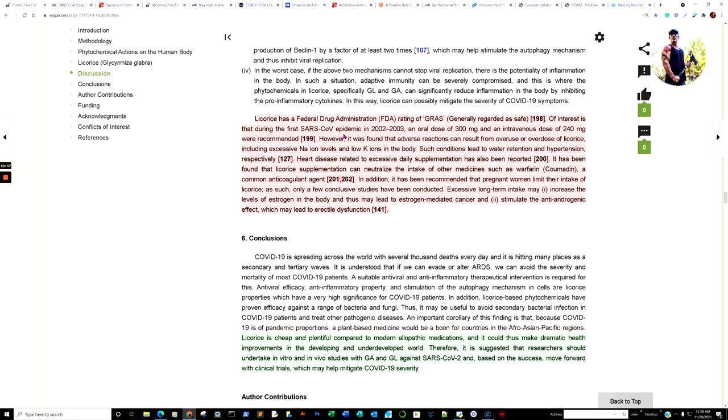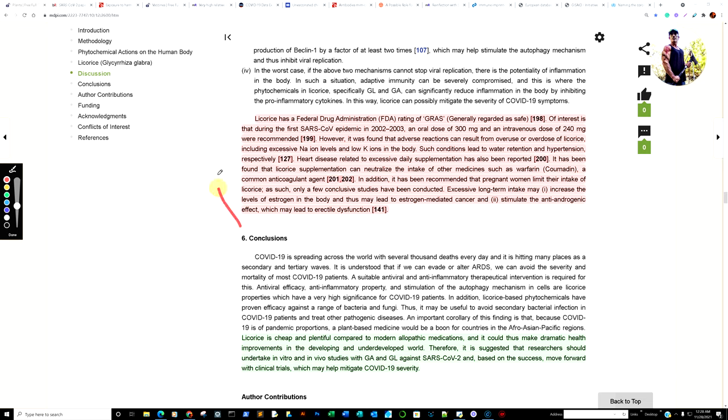I'm not going to go into too much detail, but they look at the oral dose, what they did with SARS-CoV-1, if you look back here from a while ago, and looked at how much they used. And an intravenous dose, which I was quite surprised. It was found that adverse reactions can result from overuse or overdose of licorice, which we're familiar with. Sodium ion levels and low potassium levels in the body, such conditions lead to water retention and hypertension. So those are your caveats.